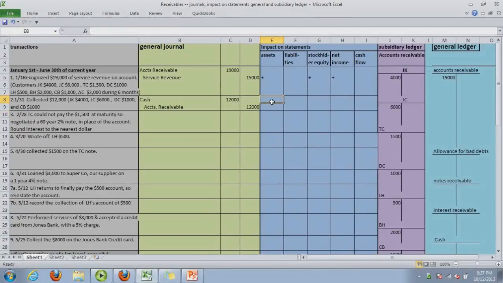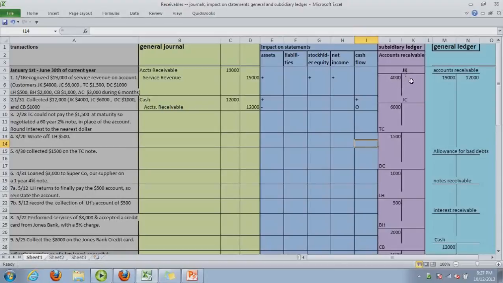And so this is really an asset exchange. One asset goes up, the other asset comes down, so I could leave that blank or show plus and minus. As far as cash flow goes, there's more cash, and it would be labeled as operating. It's from a customer. So there's not a huge impact here with the collection, but we're very happy to get the cash. As far as the general ledger, we now see our cash going up and accounts receivable coming down. Like I say, we'll do the best we can with this.